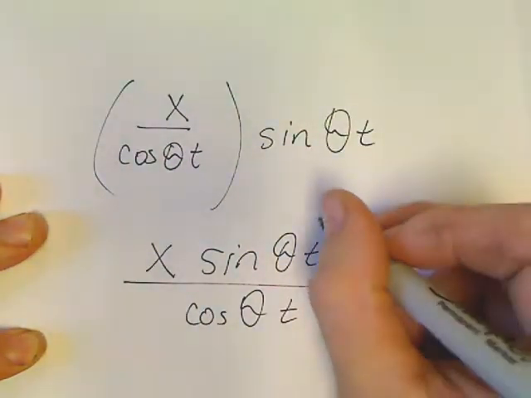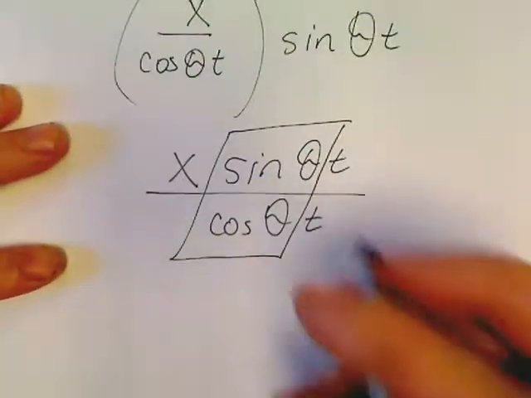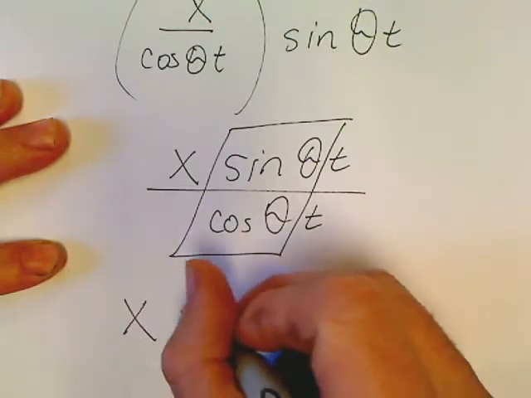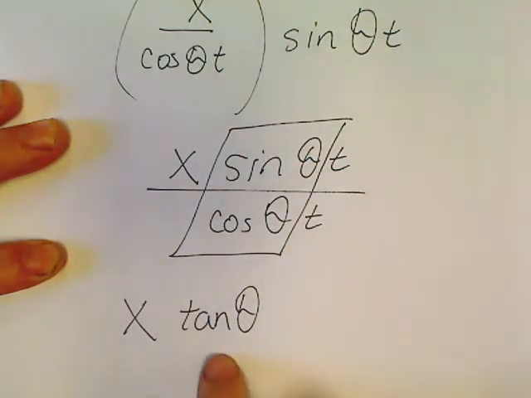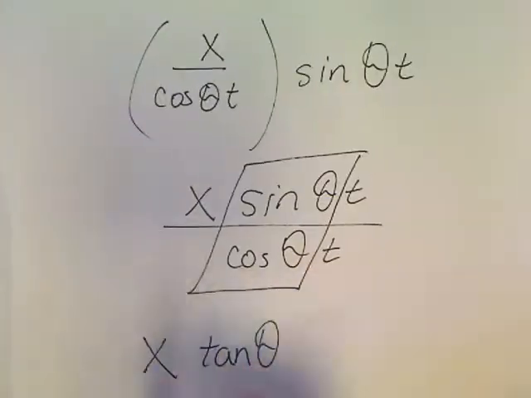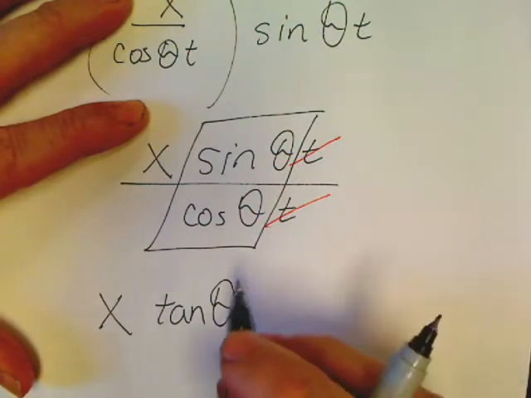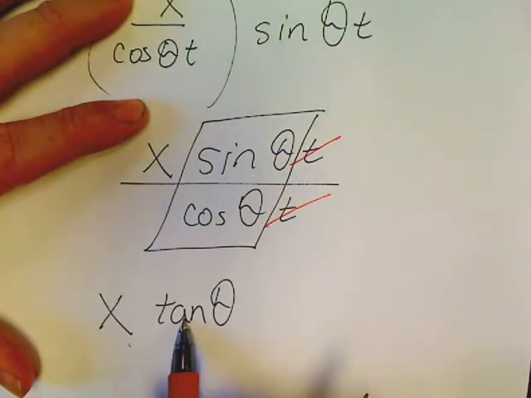Well, here's the thing. Sine theta over cosine theta is tangent theta. t over t cancels. So we're just left with x tangent theta.